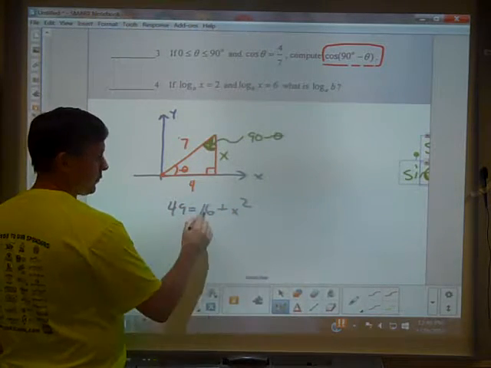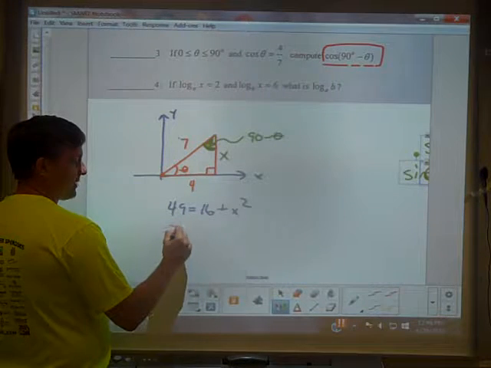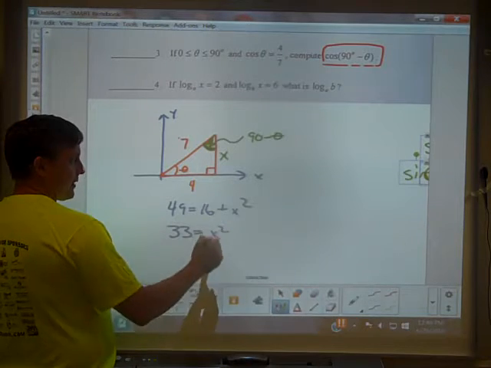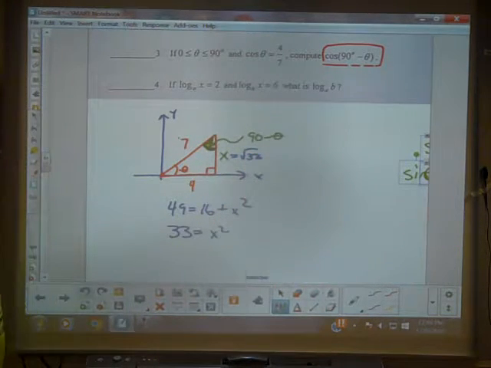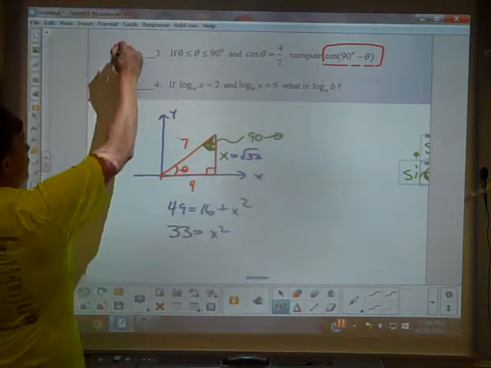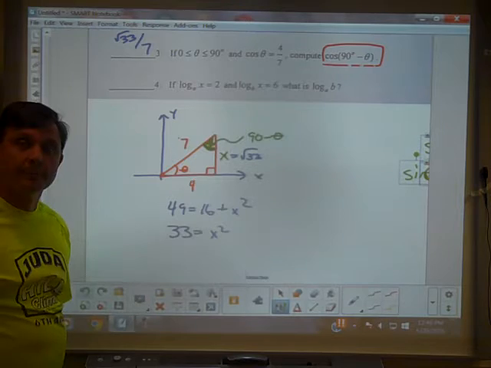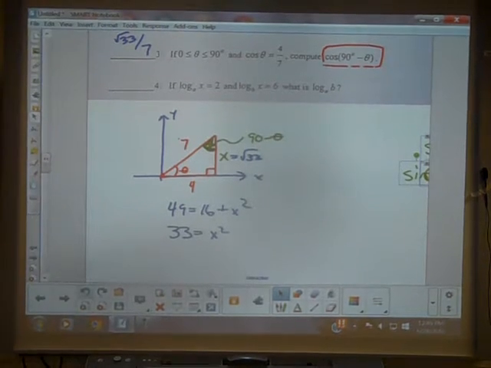7 squared plus 4 squared equals x squared, so I squared them already. I minus 16 on both sides. And I get that, so I get x is square root of 33. So the answer to this is square root of 33 over 7. Keep practicing. Level 2, Junior Senior test.